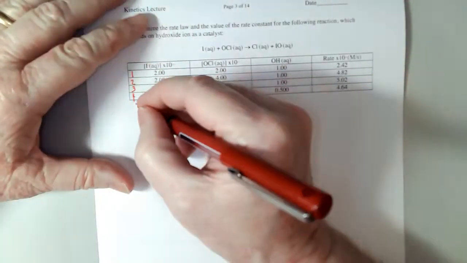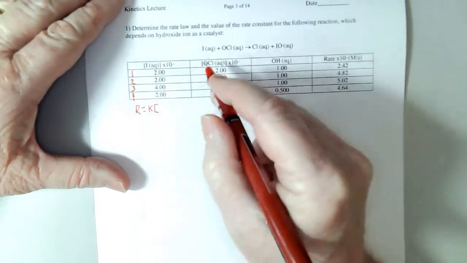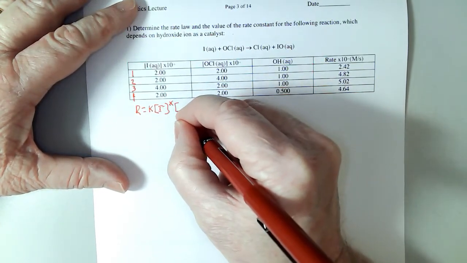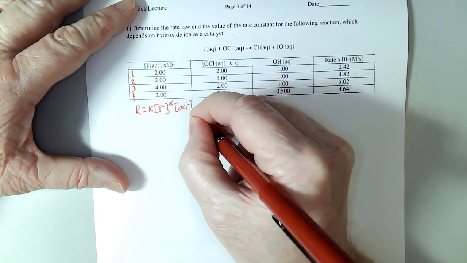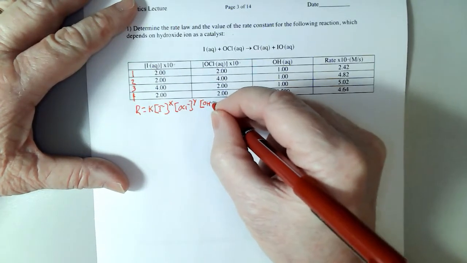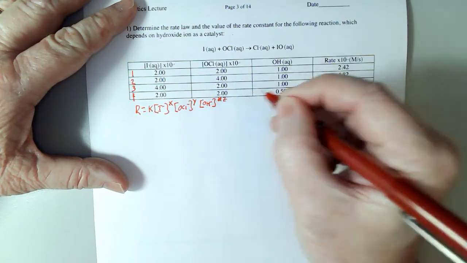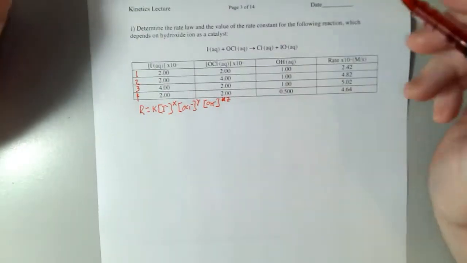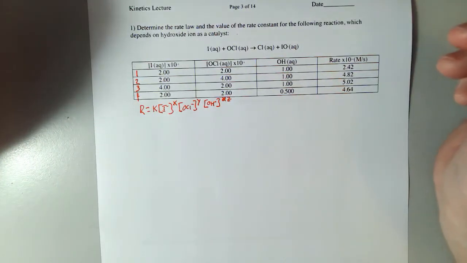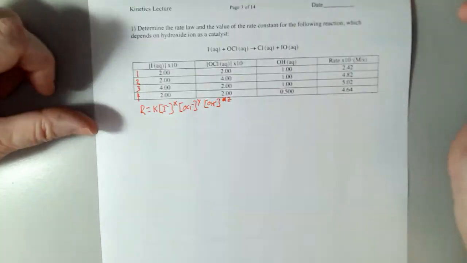Now I know that the rate law R will equal K times the concentration of I minus raised to the X, times the concentration of OCl minus raised to the Y. And if I read the question, I also see hydroxide is involved as a catalyst raised to the Z. Okay? Now, what I don't know is the value of K or X, Y, and Z. So I need to determine that by comparing the rates in different experiments.